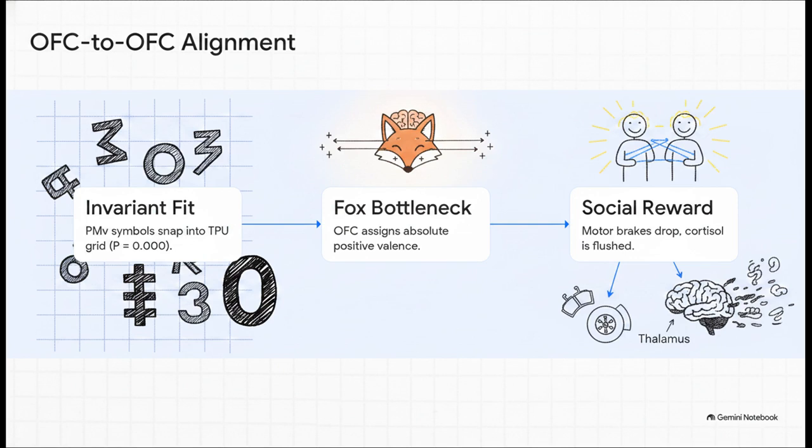Next comes the Fox bottleneck. His OFC visualizes these unshielded symbols and assigns them an absolute positive valence. This supplies the crucial social reward, dropping his motor brakes and flushing trapped cortisol completely out of the thalamus.